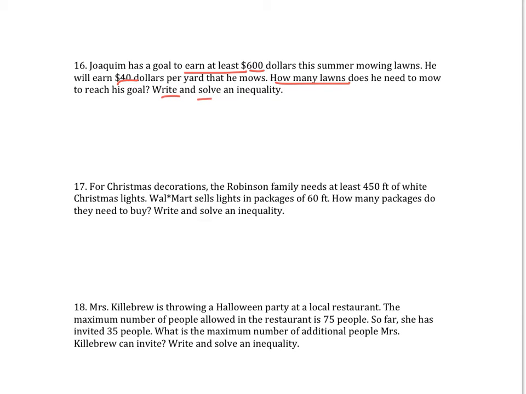I kind of underlined the keywords there. At least is a keyword. 600 and 40 are my numbers that I'm going to use. When it says how many lawns, that's what I want to know. So that's going to determine how I define my variable. x is going to be the number of lawns.